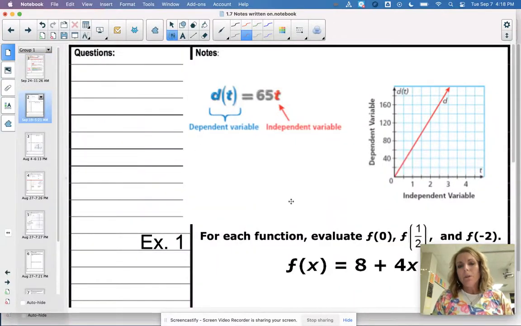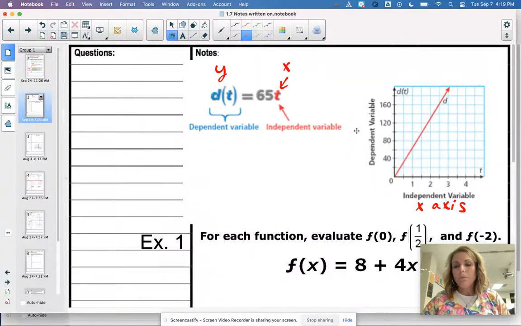Here's an example of what I talked about on the last screen regarding the dependent variable, which is like our y variable, and the independent variable. In this case, we're using t. It's like the x we're talking about. The independent variable is on the x-axis. The dependent variable is on the y-axis.